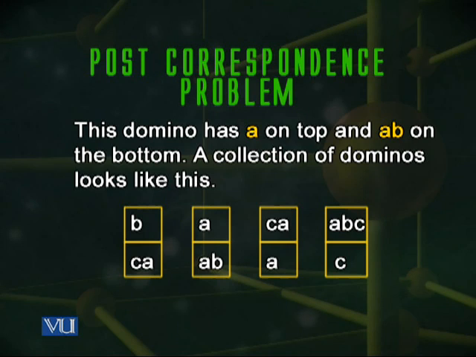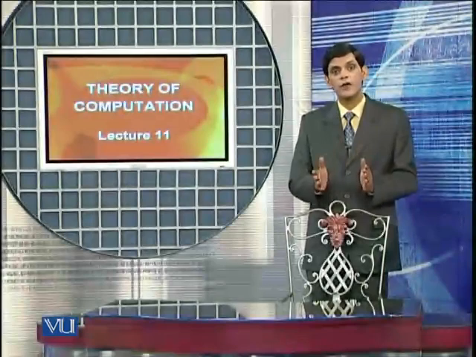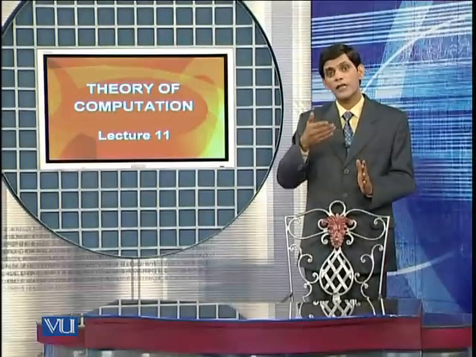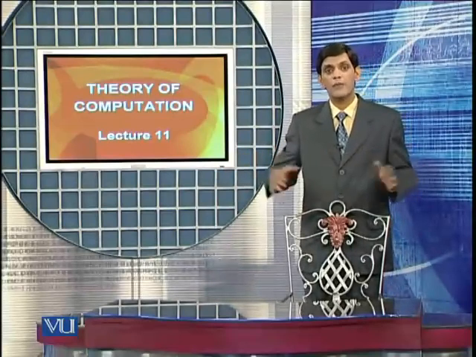The first domino here has B on the top and CA on the bottom. The second domino has A on the top and AB on the bottom. The third domino has CA on the top and A on the bottom. And the last domino has ABC on the top and C on the bottom. Once you give this collection of dominoes, we can make what is called a list. In a list, we allow repetitions. You can place one domino, another one, and you can keep repeating these dominoes to form a list.